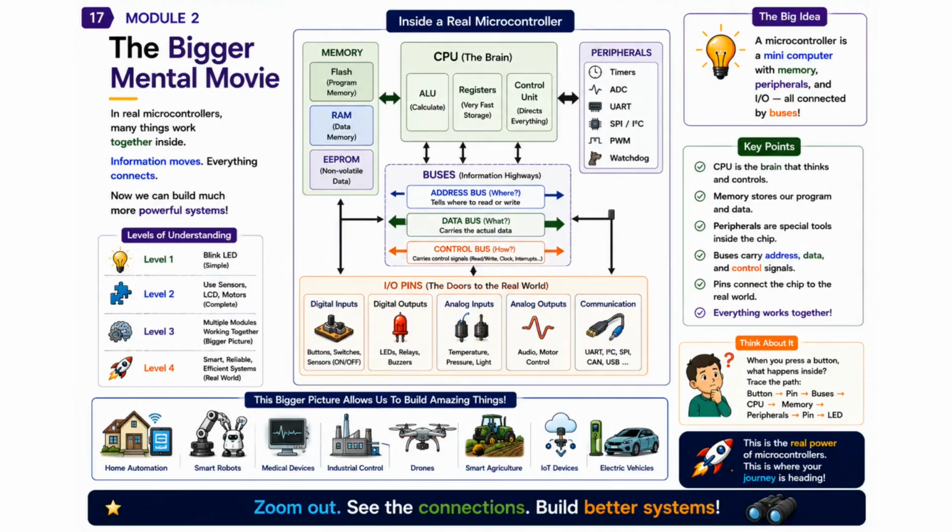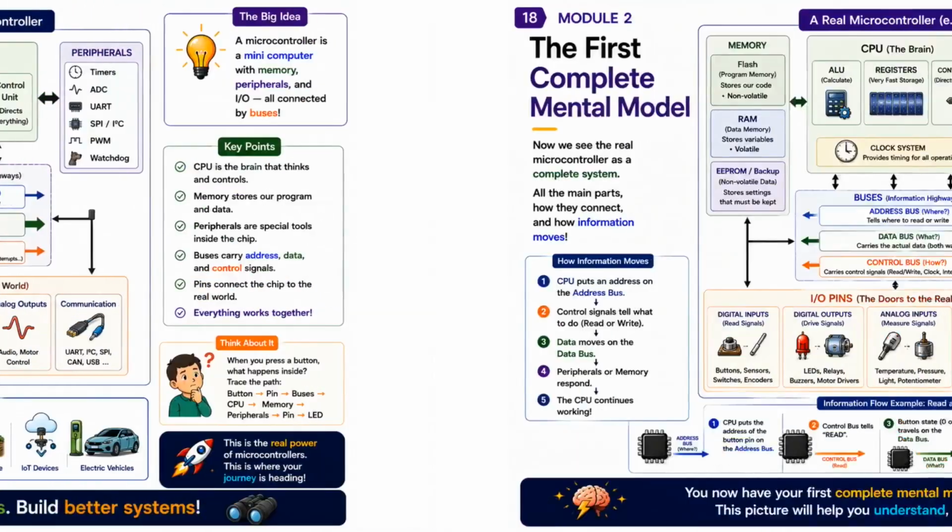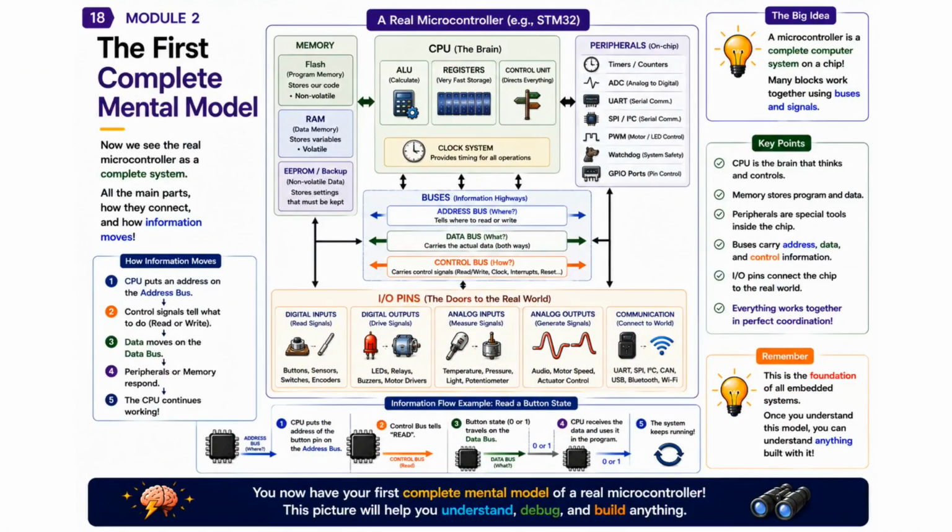This is the real power of microcontrollers. Zoom out. See the connections. Visualize how addresses and data move between separate units under the control of the program you wrote. Let us build the mental movie. We are no longer looking at individual parts in isolation. We can now understand how everything connects and how information moves throughout the entire chip.